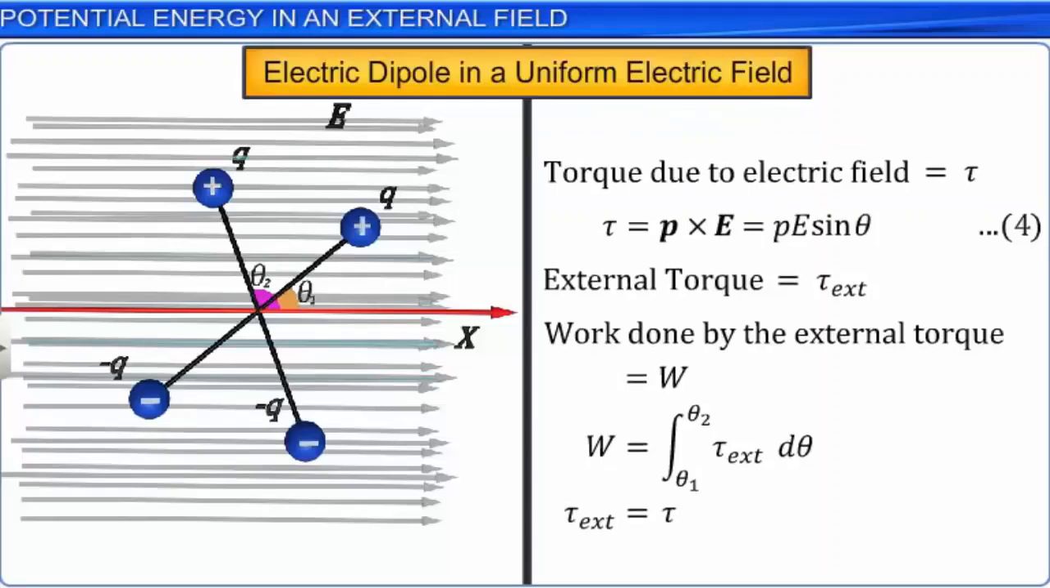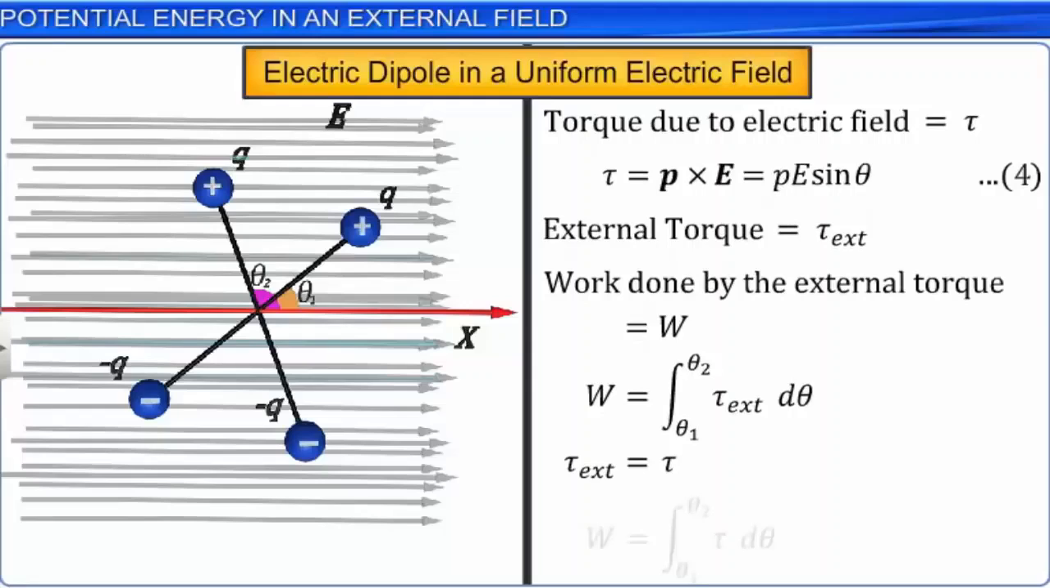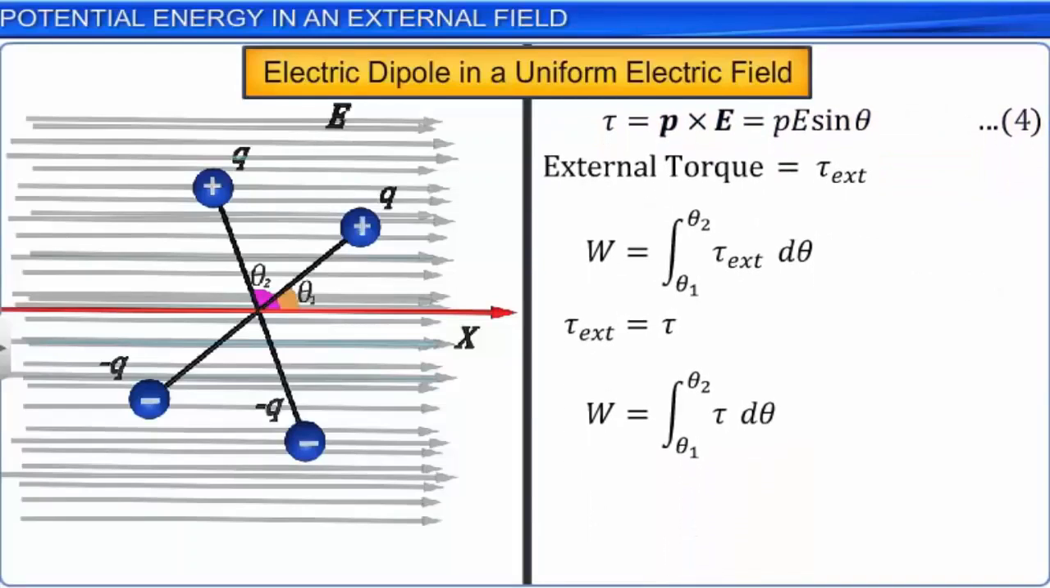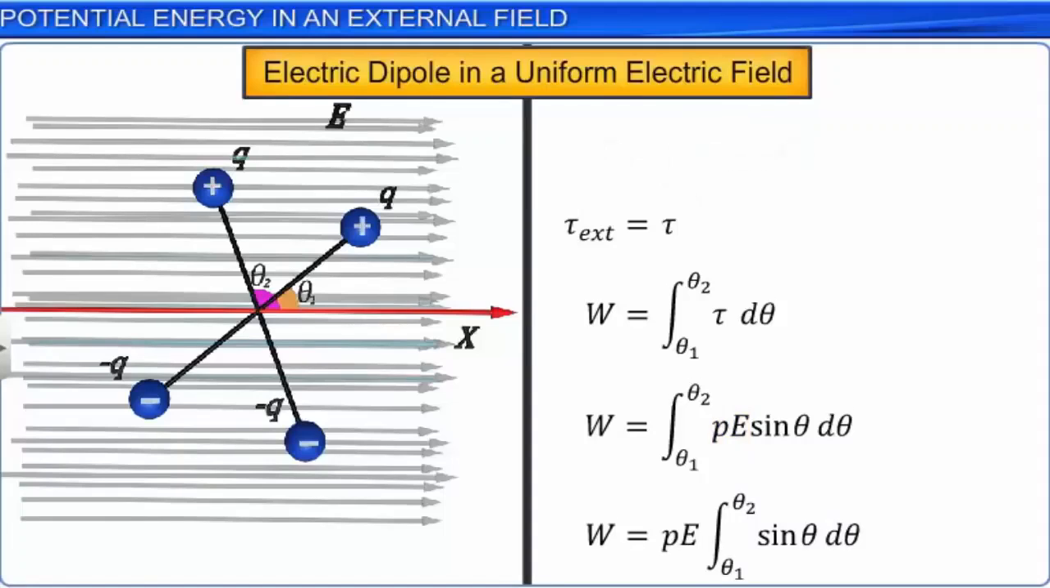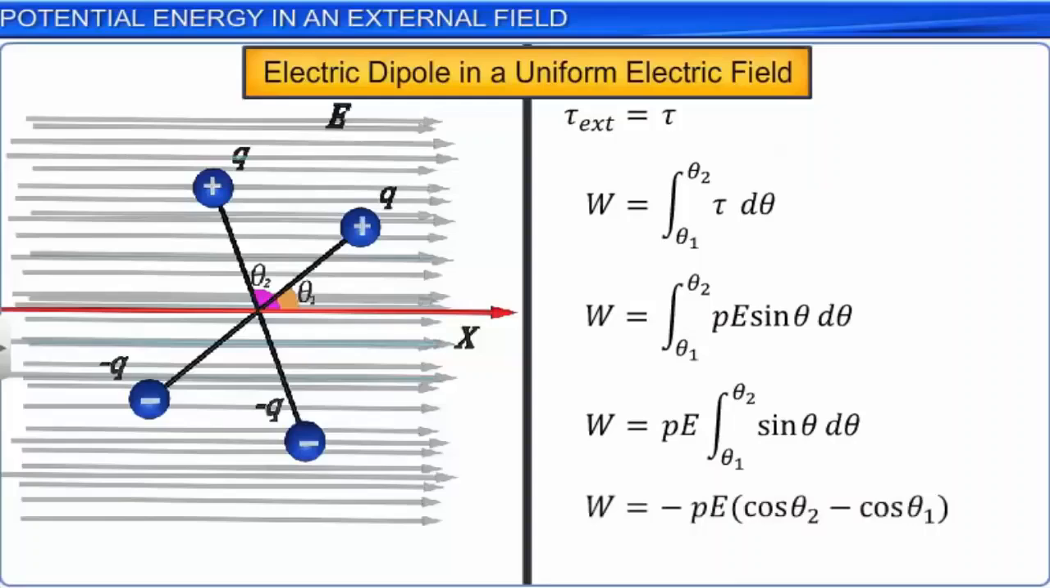We can write W is equal to integral tau d theta in the limits θ1 to θ2. Substituting tau equal to P E sin theta, we get W is equal to integral P E sin theta d theta in the limits θ1 to θ2. Since P and E are constant, we keep them out of the integration, and thereby, carrying out the integration, we get W is equal to minus PE into cos theta 2 minus cos theta 1.